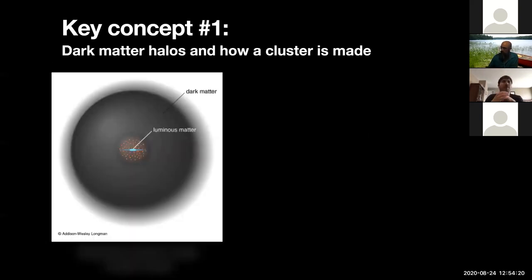So the first concept I want to introduce is that galaxies reside at the center of a dark matter halo, basically a gravitationally bound clump of dark matter. So galaxies form at the center of these halos as hot gas that is held together by this massive dark matter object. As this hot gas cools to the center, it can then feed star formation and form a galaxy that we can see with our telescopes.